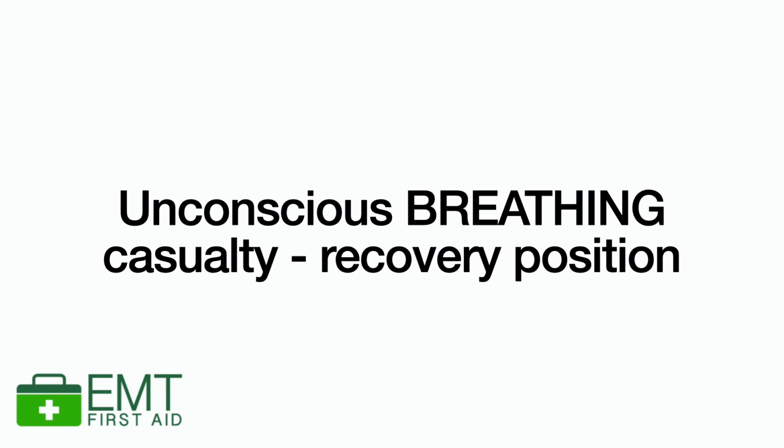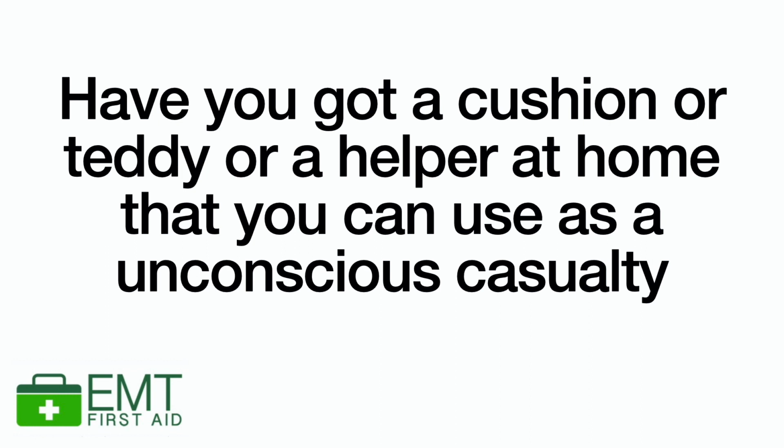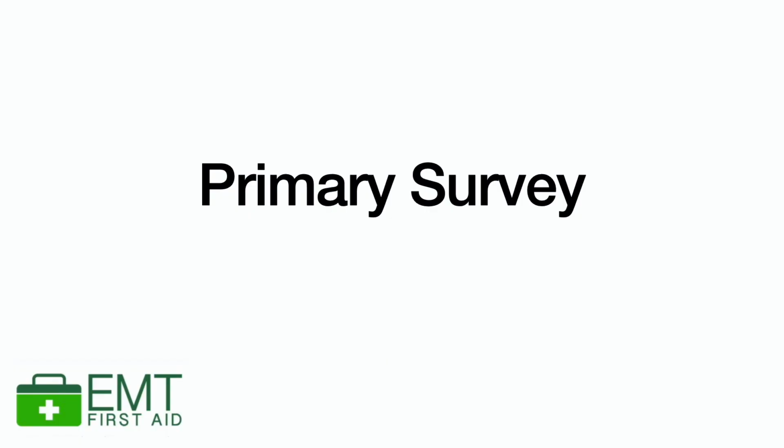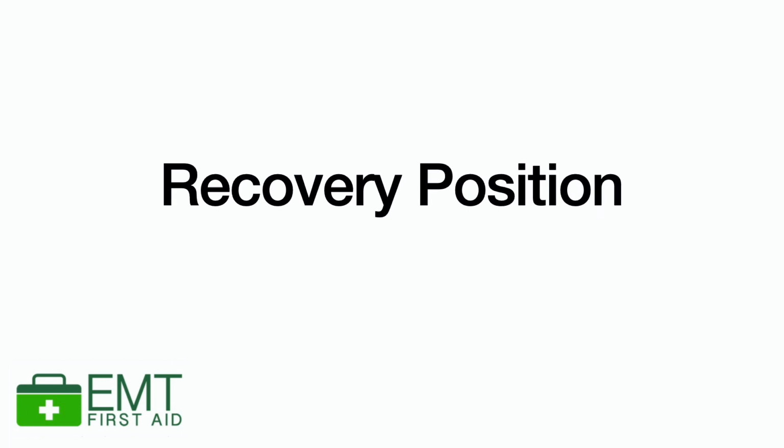So we're going to start off with an unconscious casualty who is breathing. Now I want to make this as practical as possible for you, so I'd like you to join in as we're going through some of the theoretical bits. So what you need for this is maybe a cushion on the floor, a teddy on the floor, or maybe you've got a helper at home that could be your casualty. Because we're going to imagine that we've got somebody unconscious on the floor. And we're going to put the primary survey together with the secondary survey together with the recovery position.